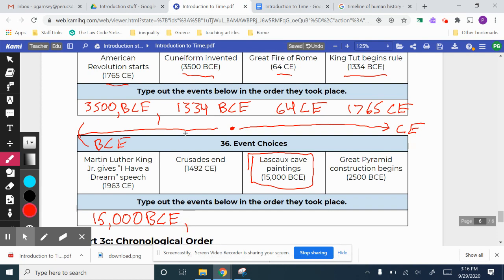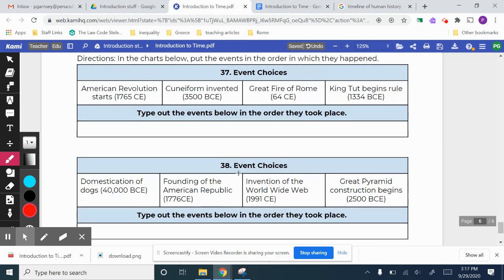And we have the Great Pyramid, 2,500 BCE. The next event out of these four would be the end of the Crusades in 1492 CE. Martin Luther King giving his I Have a Dream speech in 1963 CE. I'm going to ask you to do the last two on your own. Again, if you have any questions, you should email me, and feel free to scroll this video back if you want to watch any part of it the second time.